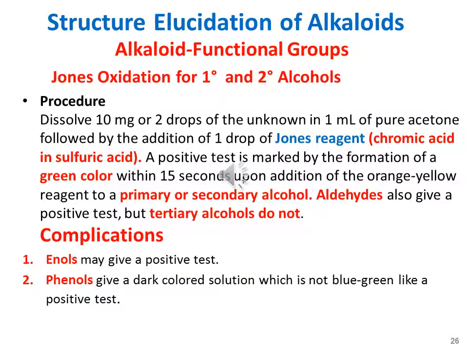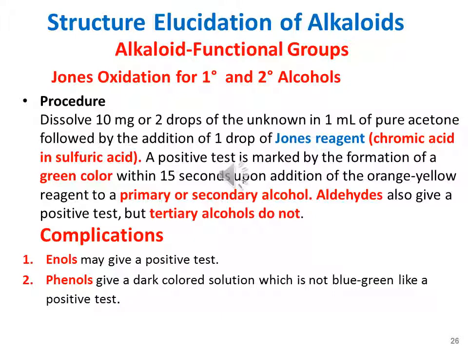Jones reagent is used for the detection of primary, secondary, and tertiary alcohols. It reacts with the primary and secondary alcohols to produce aldehydes and ketones respectively. Jones reagent is a mixture of chromic acid and sulfuric acid. For the test, dissolve 10 mg or 2 drops of the unknown alkaloid sample in 1 ml of pure acetone, followed by the addition of 1 drop of Jones reagent.